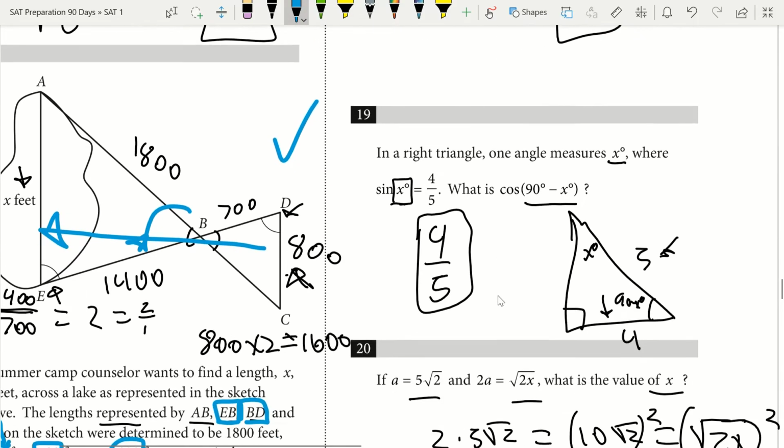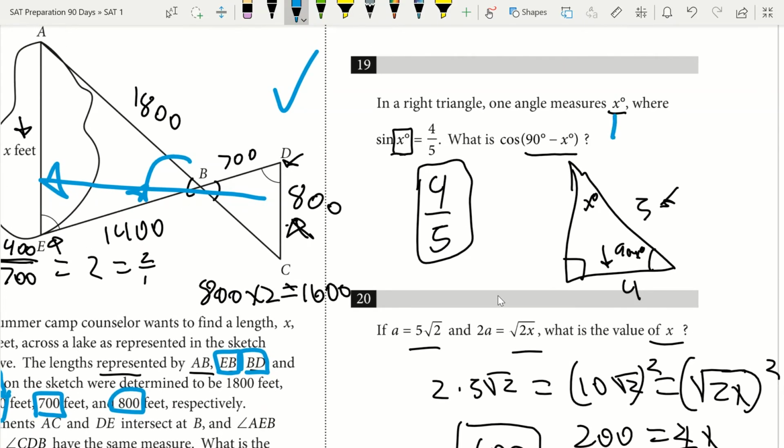Okay, 19 and 20. I got a right triangle. One angle measures angle x. Sine of x is 4/5. What's cosine 90 minus x? Okay, that one's 4/5. I know that because that's a rule we have to follow. That one's correct as well. Okay, now we got number 20.